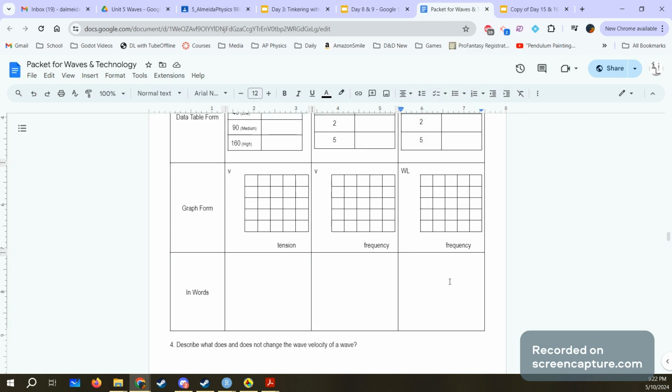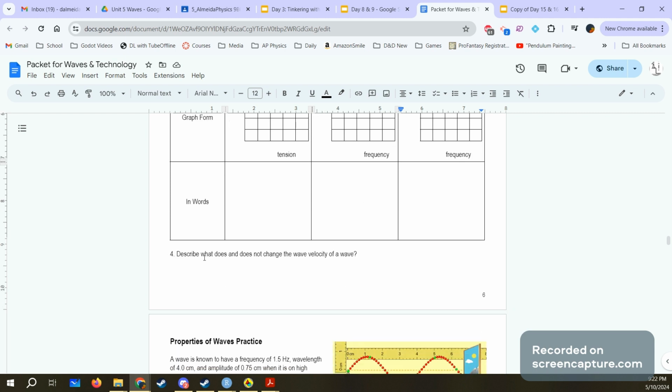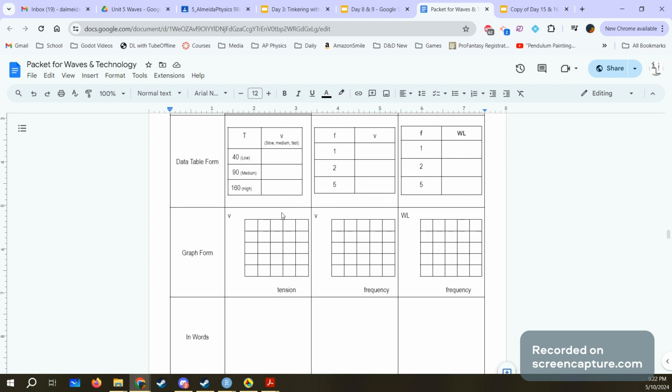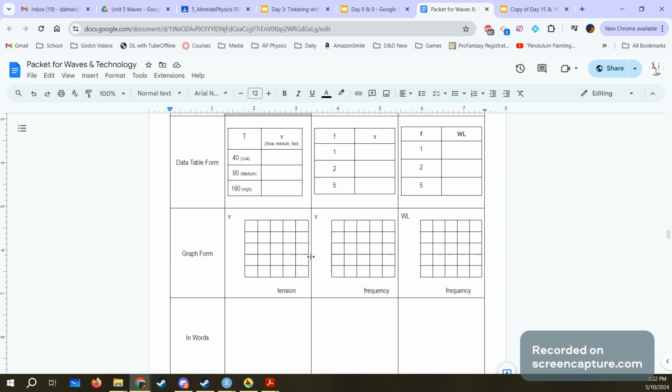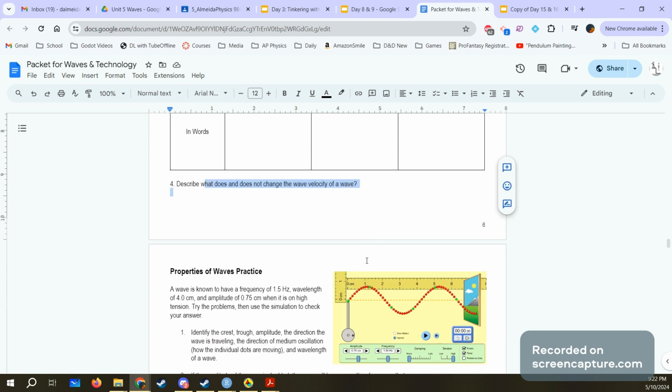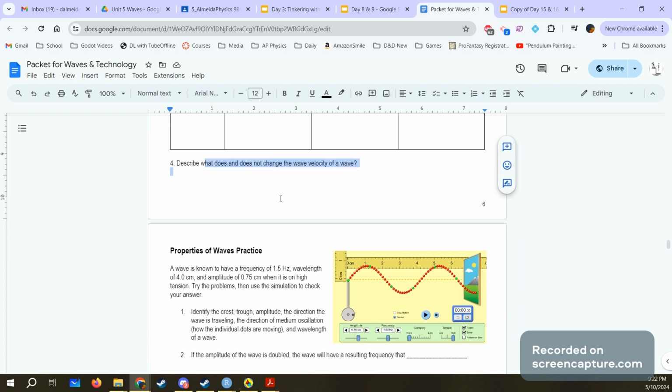In words, we would just say that as the frequency increases, the wavelength decreases. Describe what does and does not change the velocity of a wave. Tension changes the velocity, right? Frequency doesn't change the velocity. Wavelength doesn't change the velocity. Amplitude doesn't change the velocity.